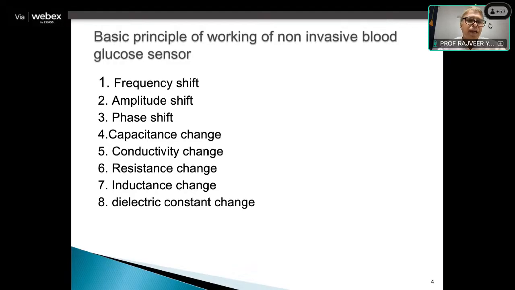To get all these parameters, there are different compositions: capacitance, conductivity, resistance, inductance, dielectric, refractive index, and many parameters we take, so that we get these above 3 parameters. And sometimes you may get devices like Snoga's, which may be taking all 3 and then reporting, so that you get an accurate reading.